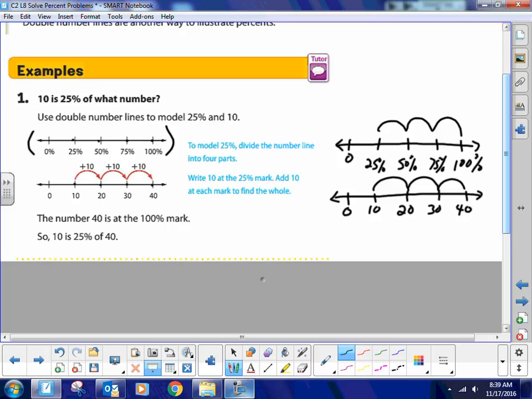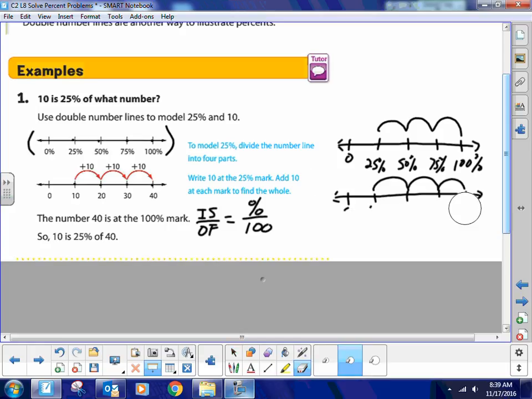We have this, what they call the proportion: is over of equals percent over 100. This is what I like to use. First off, I'm going to get rid of this number line that's over here, these double number lines.